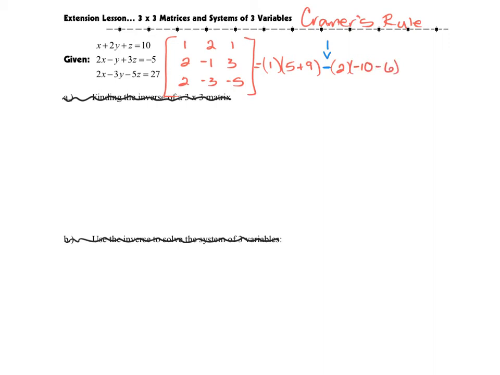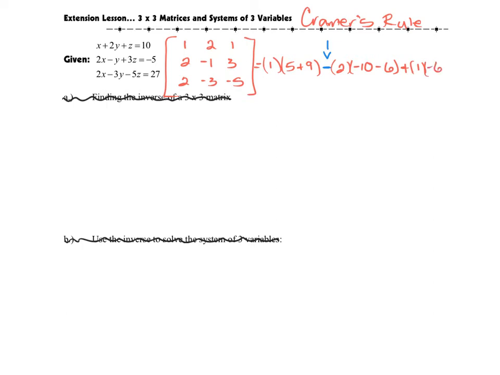Now the last one's going to be a plus, and I'm going to use the 1 that's at the top of this last column. Just like before, imagine this row is gone and this column is gone, and we're left with this little 2x2. We're going to find its determinant. I'll have a negative 6 minus a negative 2. In other words, I'll have a negative 6 plus 2.